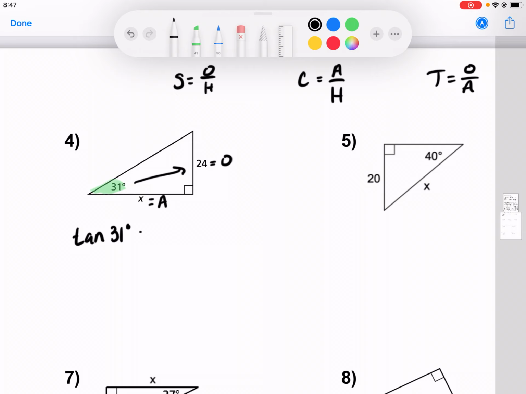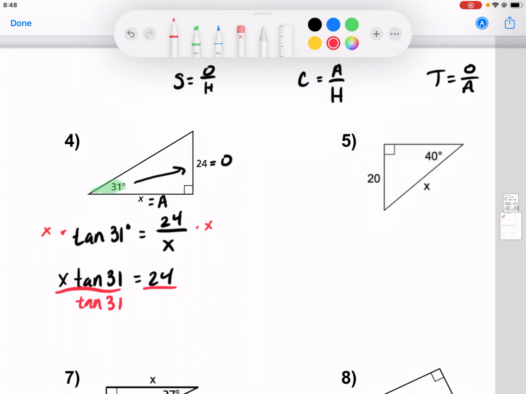So tangent of 31 degrees is going to equal, and we'll do our 24, our opposite, over our x. Now there's a quick trick if the x is on the bottom. What I'm going to do is multiply both sides by x, and we get x tangent of 31 equals 24, and then you divide both sides by tangent of 31. So x would be 24 over tangent of 31.